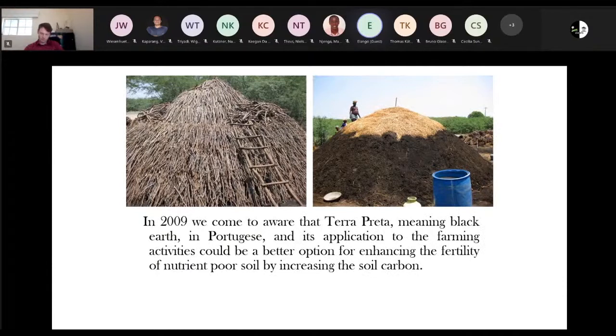Here you can see the heap size kiln, traditional mud kilns. In 2009, we became aware that terra preta, meaning black earth in Portuguese, and its application to farming activities would be a better option for enhancing the fertility of nutrient-poor soil by increasing the soil carbon.